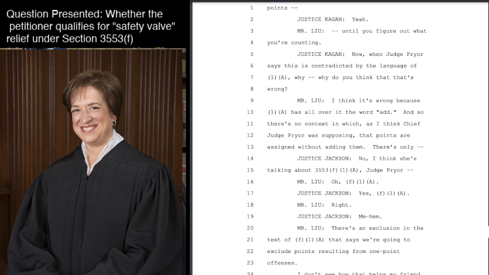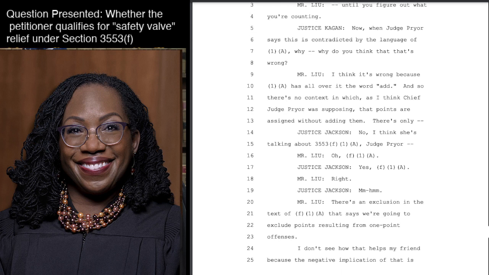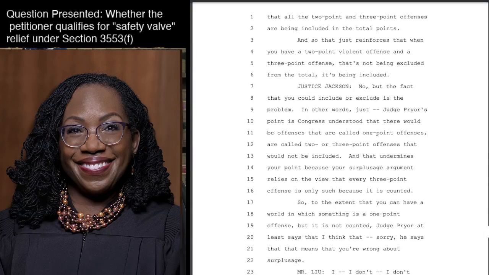And so there's no context in which, as I think Chief Judge Pryor was supposing, that points are assigned without adding them. I think she's talking about 3553(f)(1)(A). Judge Pryor. Oh, (f)(1)(A). Yes. There's an exclusion in the text of (f)(1)(A) that says we're going to exclude points resulting from 1-point offenses. I don't see how that helps my friend, because the negative implication of that is that all the 2-point and 3-point offenses are being included in the total points.